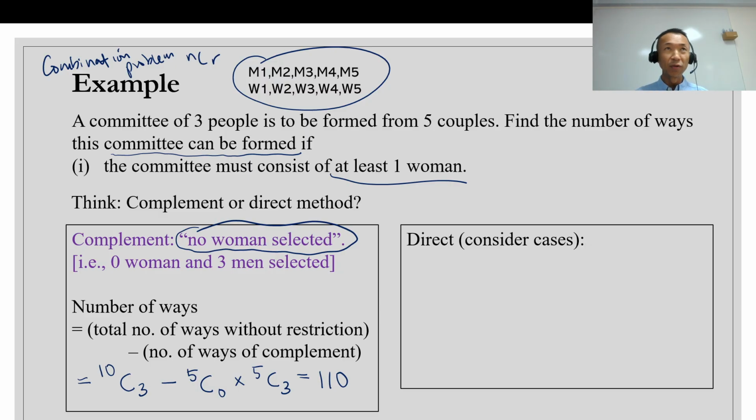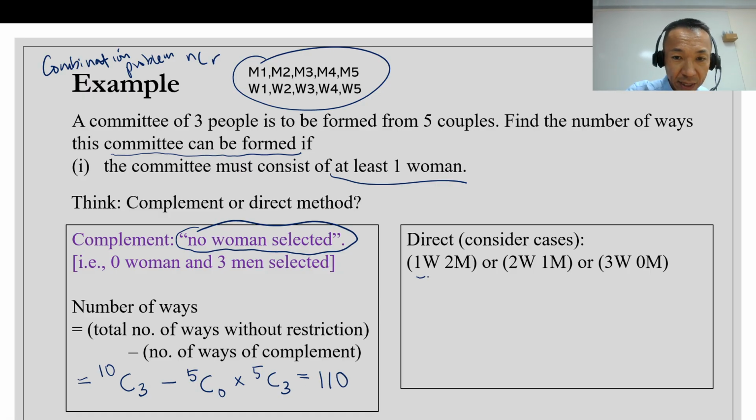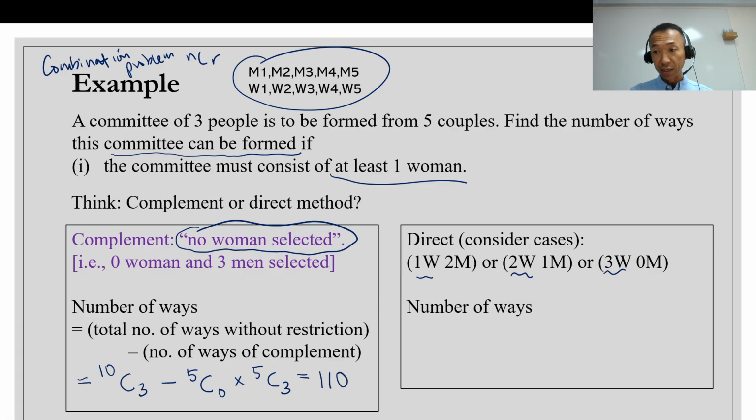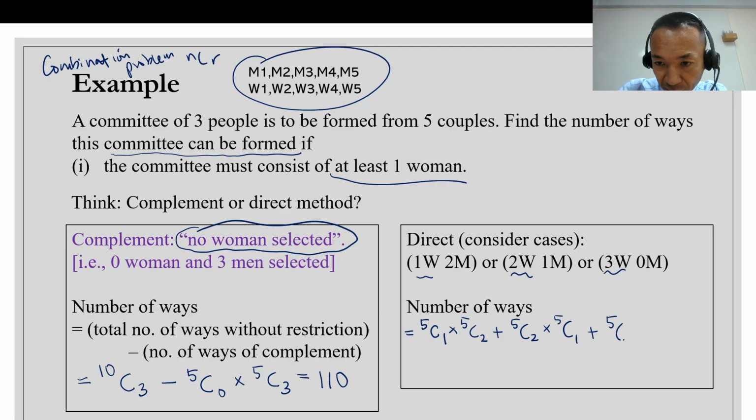Can we use the direct method? Possibly. If the direct method is 20 cases, then you're not going to use the direct method. But in this case, maybe it's not that bad. There are 3 cases here, right? You either have 1 woman, 2 women, or 3 women. So if you have 1 woman, you must have 2 men. If you have 2 women, you must have 1 man. 3 women, you have 0 men. So if you consider the cases, it will be 5 choose 1 times 5 choose 2, plus 5 choose 2 times 5 choose 1, plus 5 choose 3 times 5 choose 0.